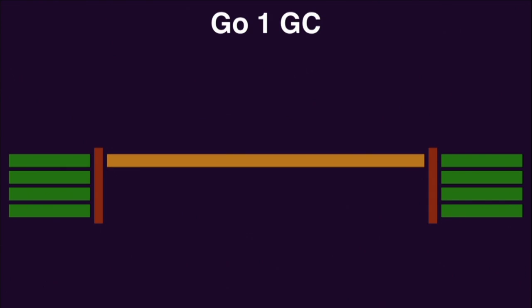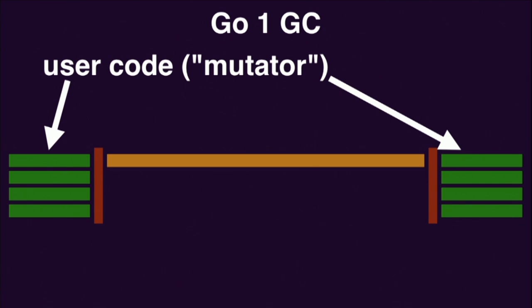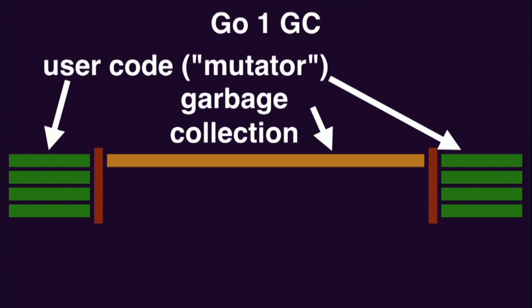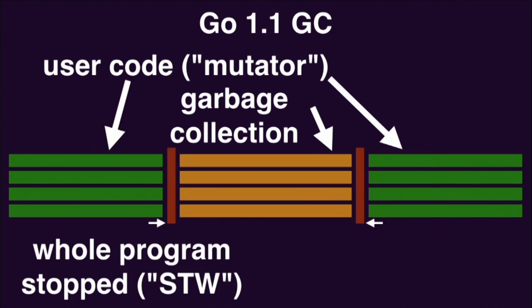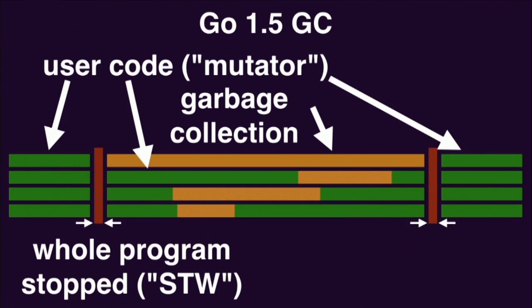Visually, Go 1 garbage collection looks like this. The user code, the mutator, is running on the left and the right. In the middle, in between those times, garbage collection happens, and the entire program stopped for that time. In 1.1, the stop is shorter. In 1.5, we see that some CPU is dedicated to the garbage collector, but a lot of it is available to run our program concurrently, and the world is only stopped for those two little slices on either end. And then in Go 1.8, those slices are even smaller.